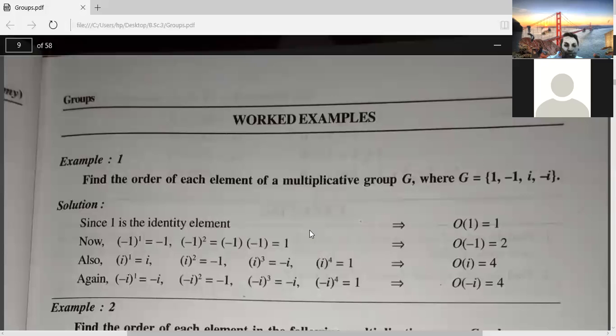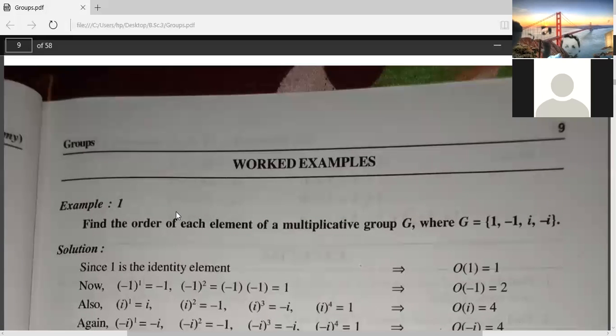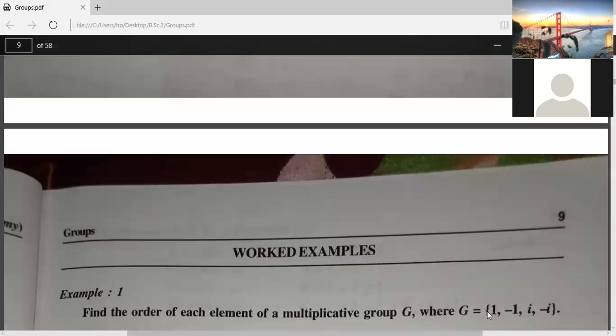Let us go through one problem. Find the order of each element of a multiplicative group. This is the set of fourth roots of unity. G is equal to the set containing 4 elements. Of course, this is a finite group because the number of elements is finite. How many elements are there? Order of G equals 4, because 4 elements are there: 1, minus 1, i, minus i.